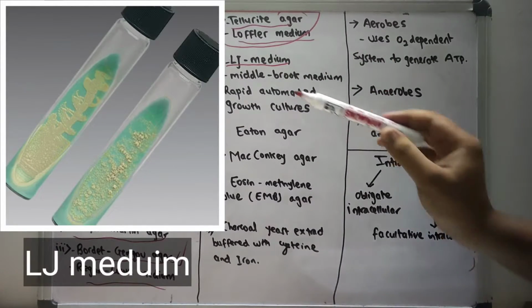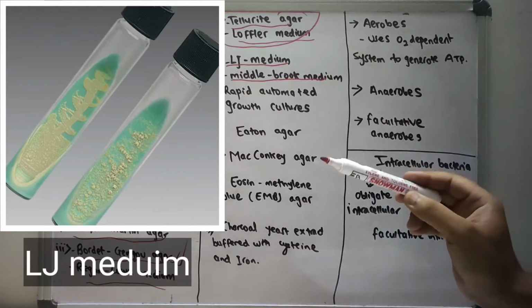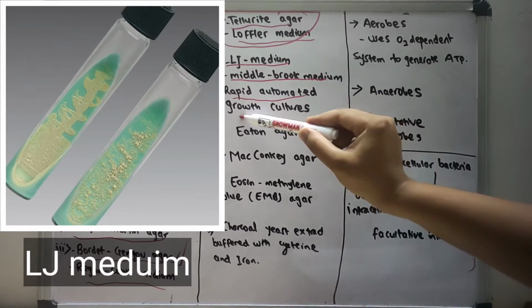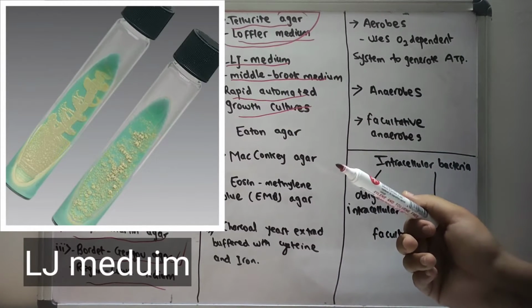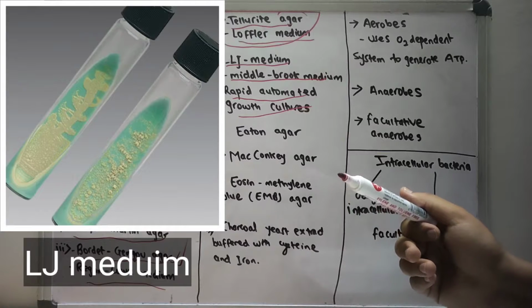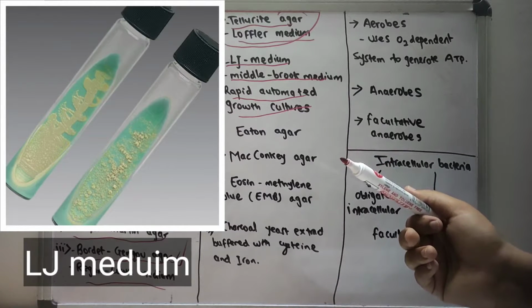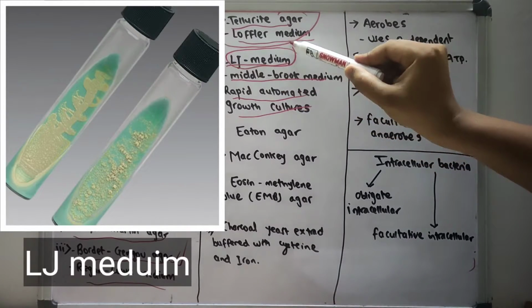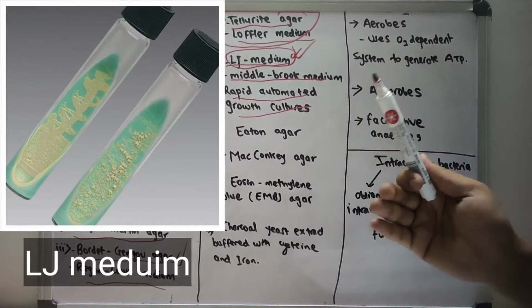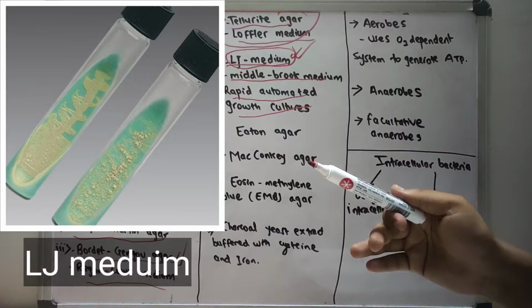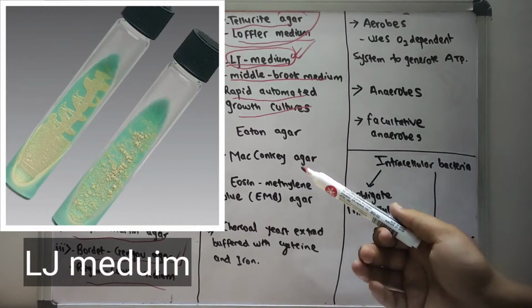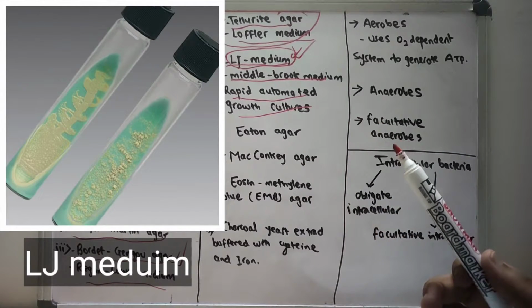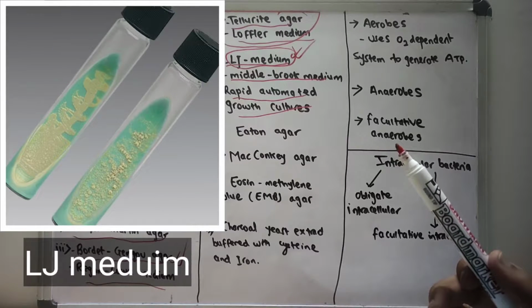Lowenstein-Jensen medium and the Middlebrook medium are rapid automated growth cultures. So these are the special culture requirements that are needed for Mycobacterium tuberculosis. Lowenstein-Jensen medium is the most used culture media for Mycobacterium tuberculosis. We also call it LJ medium.